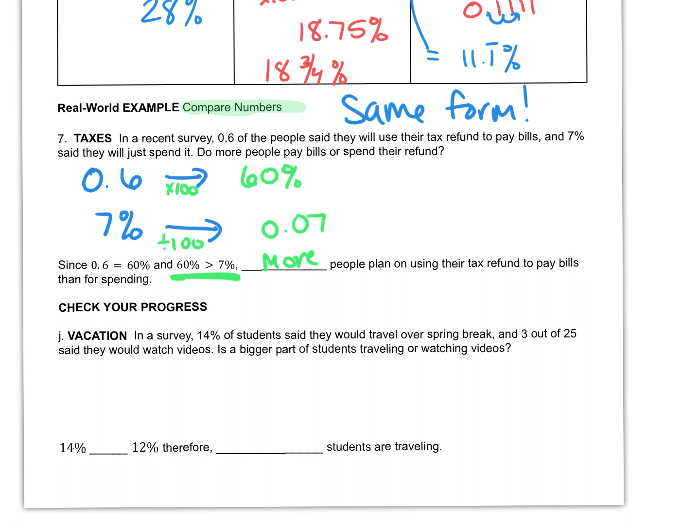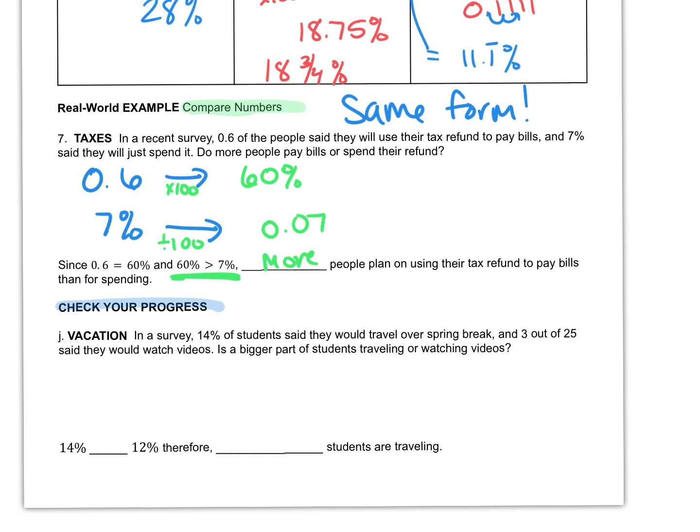So here is another one for you to check your progress and try on your own and then come back to check. So this one says vacation. In a survey, 14% of students said they would travel over spring break. 3 out of 25 said they would watch videos. Come on, get outside, people. And is a bigger part of students traveling or watching videos? So we want to know which one's bigger to compare.